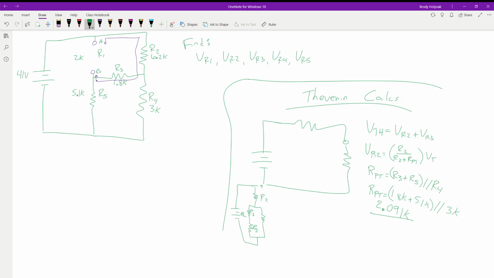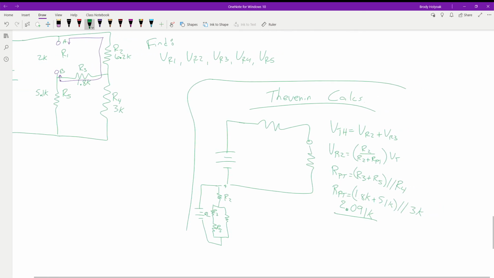And again, we're just going to add those together. So the 1.8K and the 5.1K is going to become 6.9. We take that in parallel with the 3K. So you do the product over the sum, or you take the reciprocals of everything and add them together, and then take the reciprocal of that. That gives us the 2.091 kiloohms for the parallel. Now that we have that, we can plug that back up into this value over here.